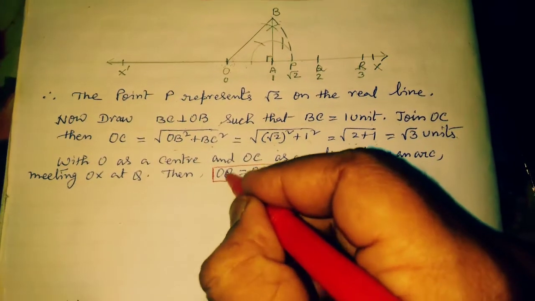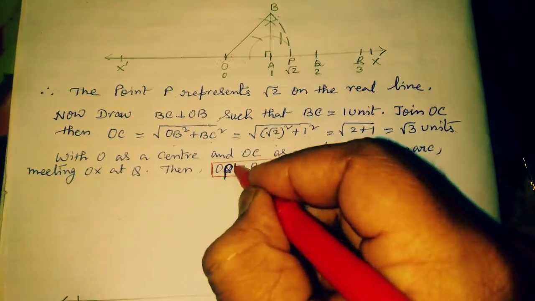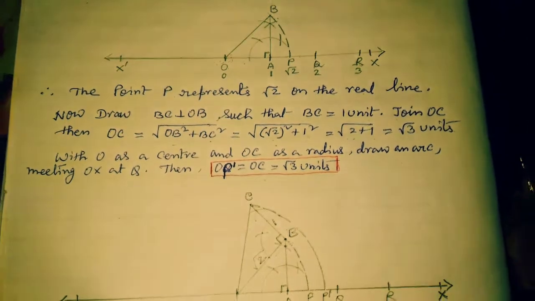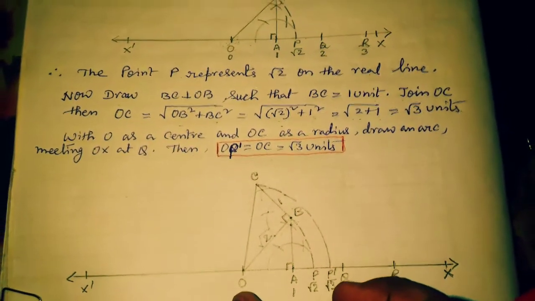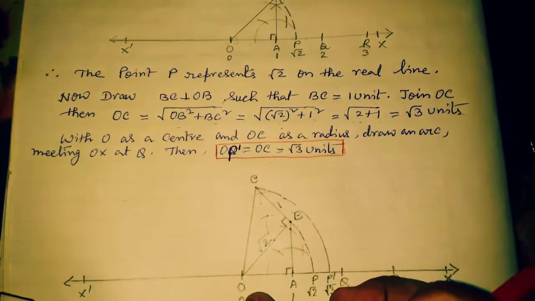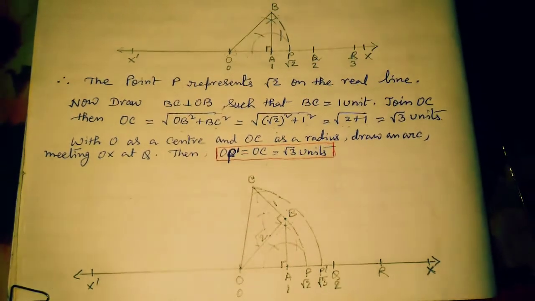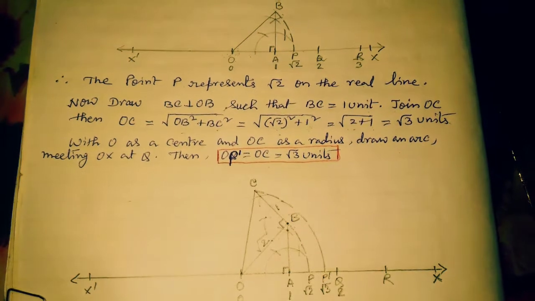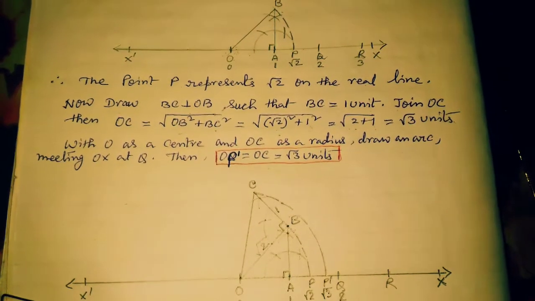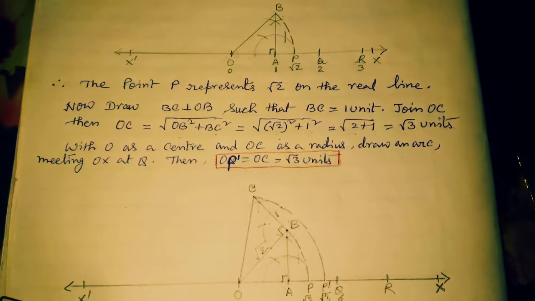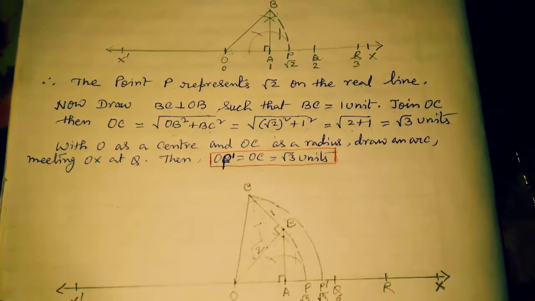This OP dash will be root 3 units. So this OP dash is root 3 units over here. This way we draw root 3 on the number line. So without root 2 you are not able to draw root 3 on the number line. Clear, student? So first of all we'll draw root 2, and then we'll draw root 3. This is the process.